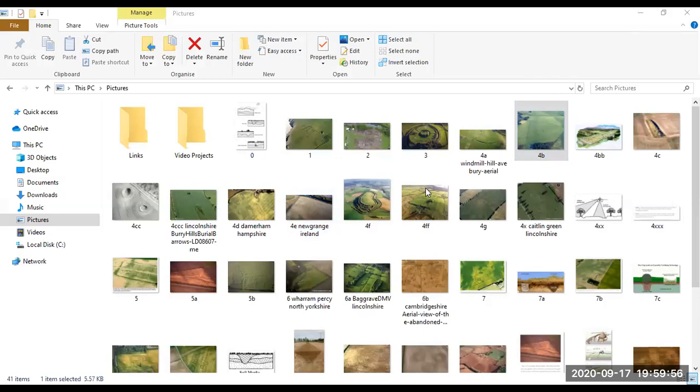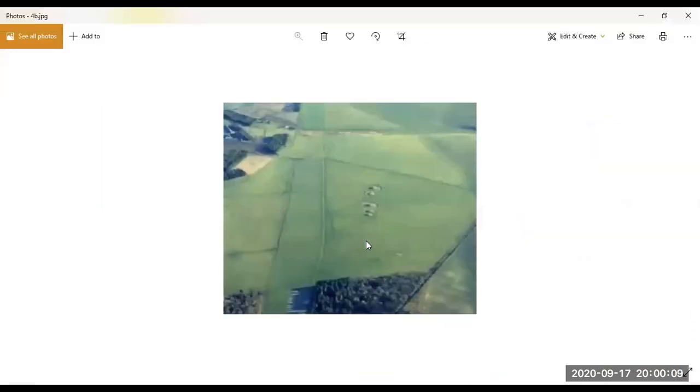Not yet. Okay. Now this, okay, let's just see if you can see this one. Right. Now this is actually a Cursus Monument. And what a Cursus Monument is, it's a banked and ditched enclosure.